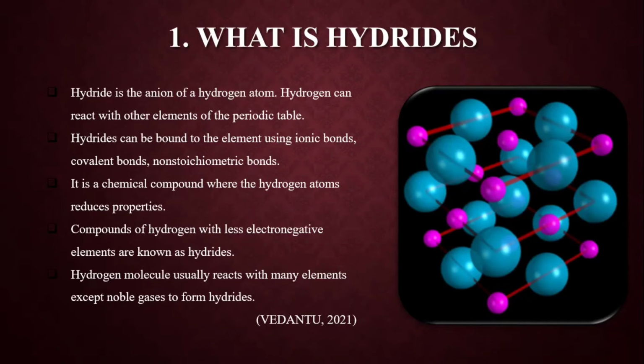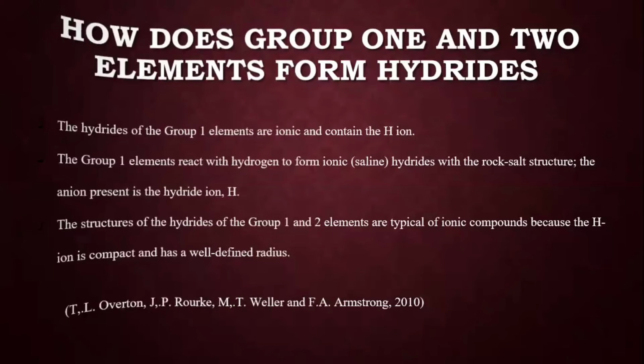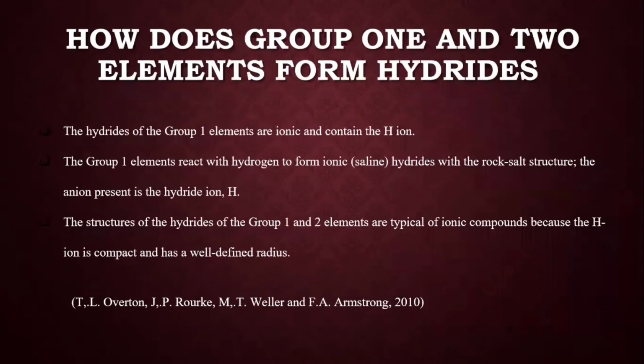Note that group 1 elements are alkali metals and group 2 are alkaline earth metals. Now, how do group 1 and 2 elements form hydrides? Hydrides of the group 1 elements are ionic and contain the H- ion. The group 1 elements react with hydrogen to form ionic saline hydrides with the rock salt structure, containing the hydride ion H-. The hydrides react violently with water, that is NaH solid plus H2O liquid, which gives us NaOH aqueous plus H2 gas.